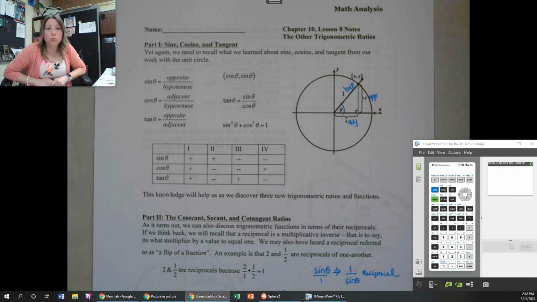Will I make you graph those functions? No. Matching them up? Yes, we will match them up. But that's about it, and you can use your notes to do it.